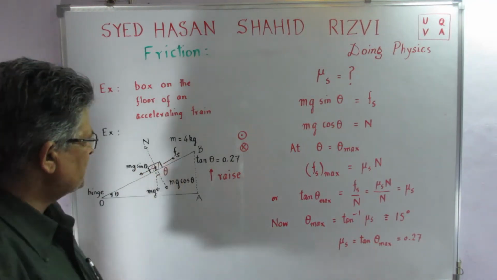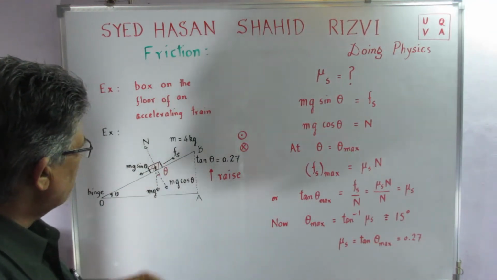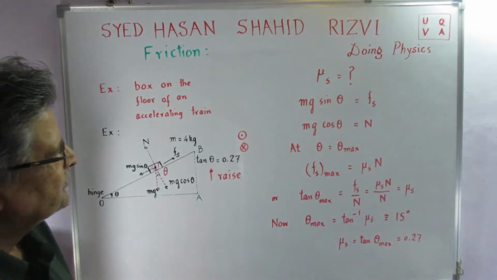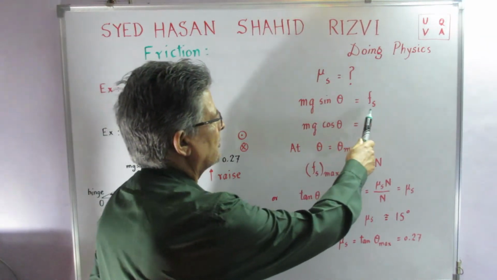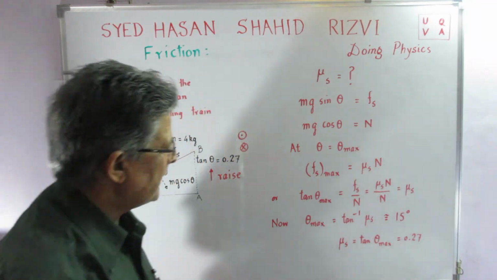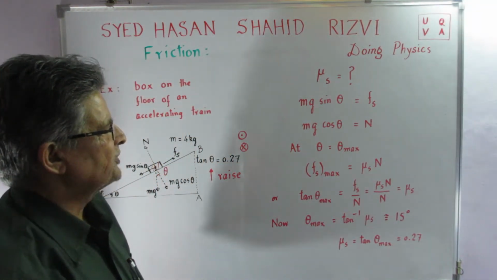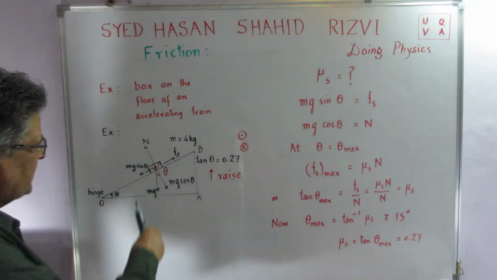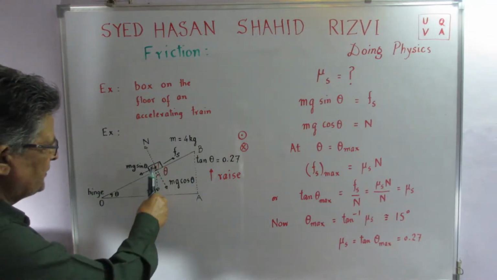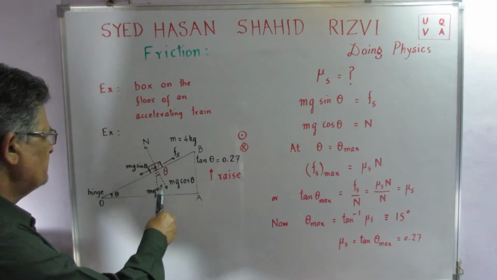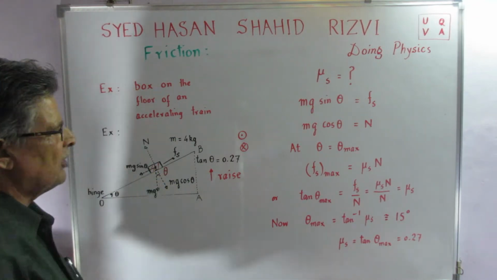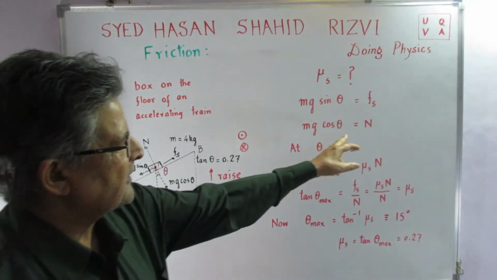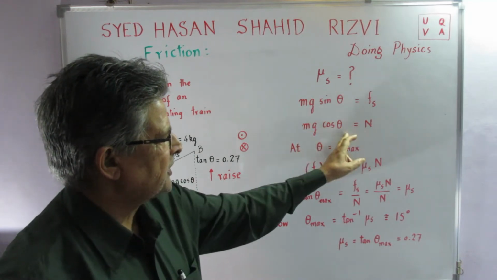In the limiting case, in the limiting friction, mg sin theta will become equal to fs, the force of static friction. And because the force mg is resolved into mg cos theta, which balances the normal force, I can write another equation: mg cos theta is equal to N.